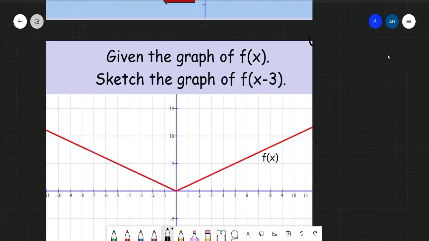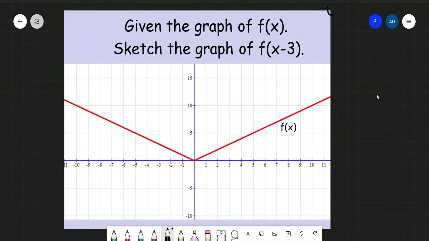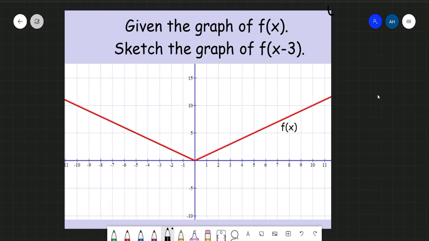Now we have an exercise here, and let's see whether we can do this. Given the graph of f(x), the red one, this part and also this whole part, the red graph all together is the graph of f(x). Now we are asked to sketch the graph of f(x - 3). You see here in the bracket we subtract 3, right? So what will happen to the graph? That's the question.